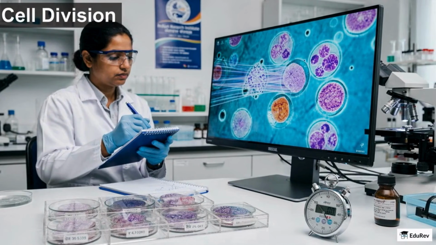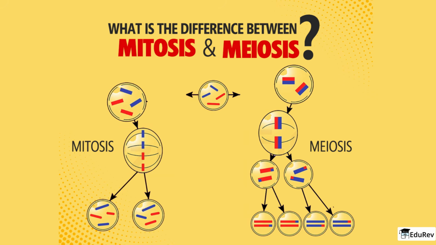Cells grow and divide to replace damaged tissues and to help organisms grow. And we do this through controlled processes like mitosis and meiosis. Mitosis produces two genetically identical daughter cells for growth and repair, while meiosis produces four genetically varied cells with half the chromosomes for sexual reproduction.